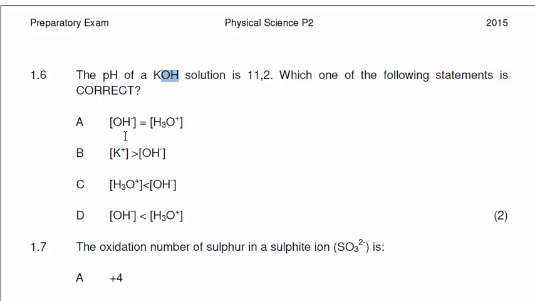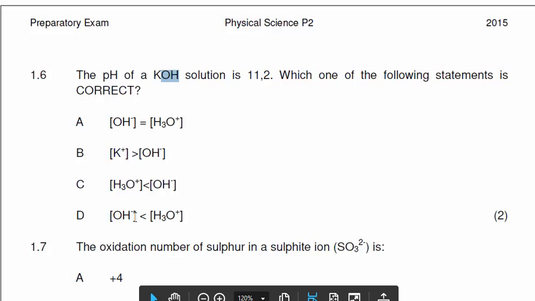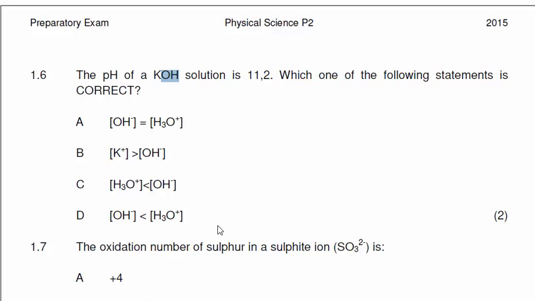Is the hydroxide and the hydronium ions concentration equal? Is there more K ions, potassium ions, than OH ions? Is there less hydronium ions than hydroxide ions, or less hydroxide than hydronium ions? Which one? Candile? C. Why do you say C?